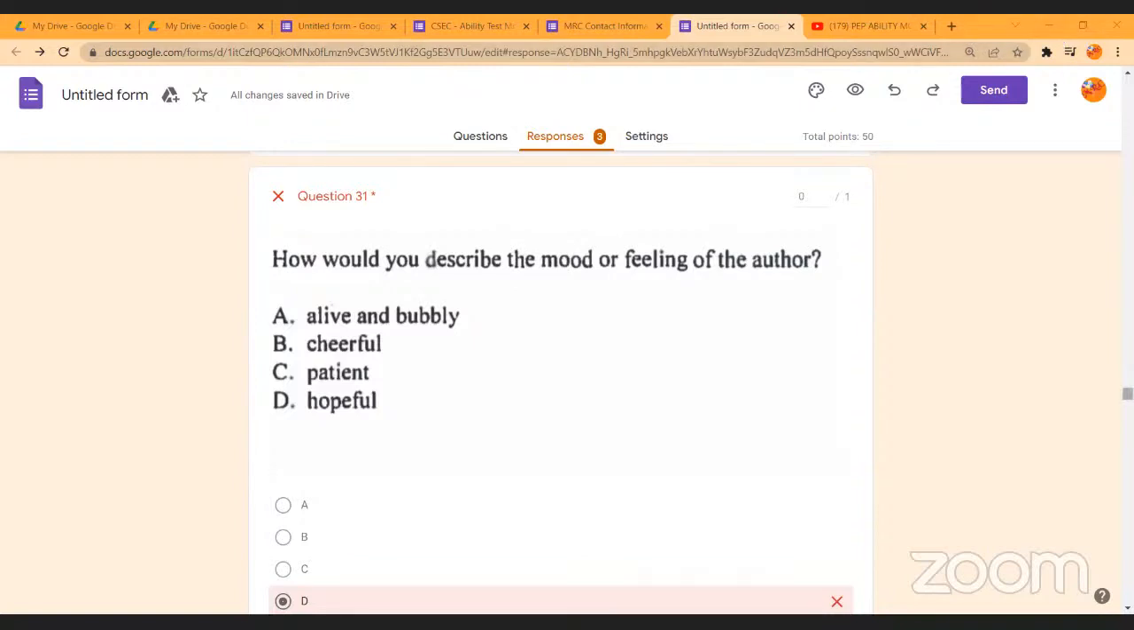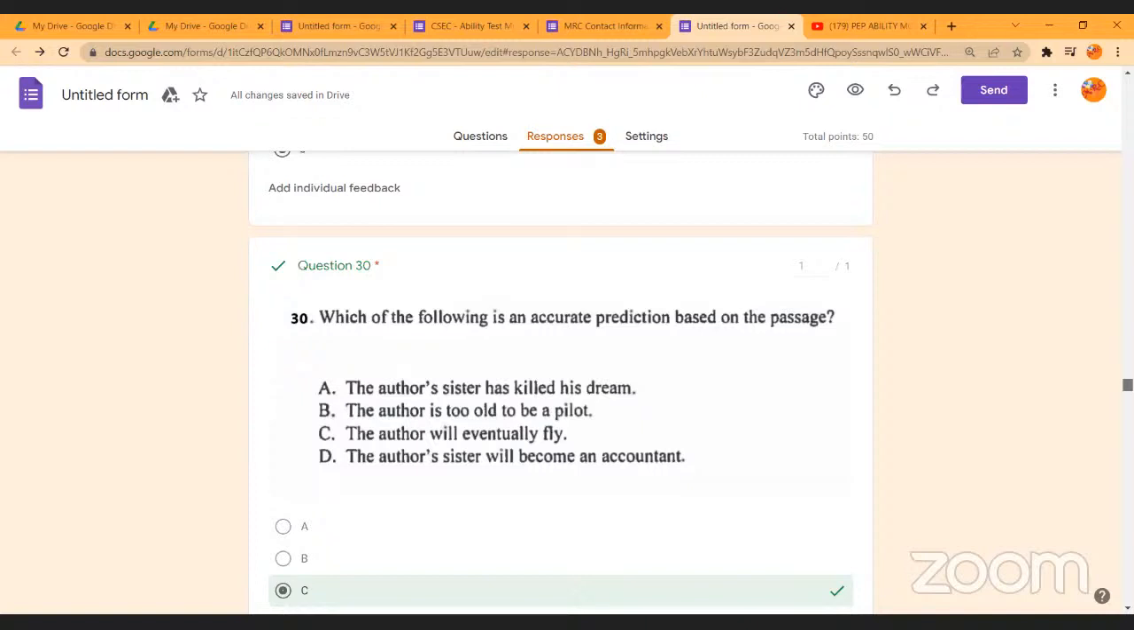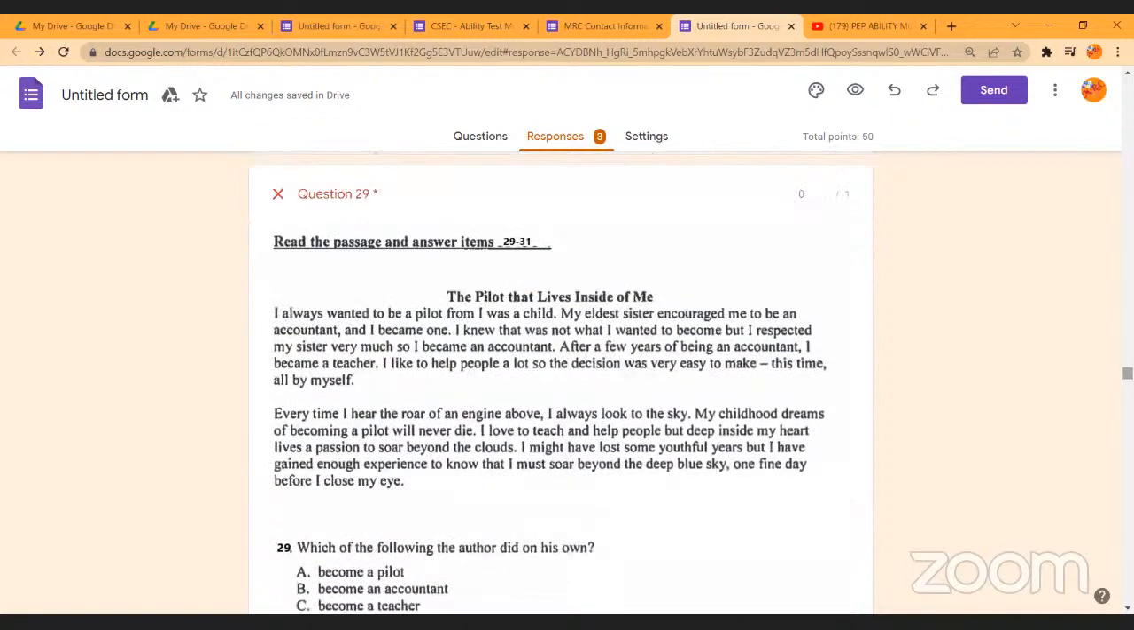How would you describe the mood or feeling of the author? I need to go back to the story. All right, read the story again. I always wanted to be a pilot from when I was a child. My eldest sister encouraged me to be an accountant, and I became one. Start again. Where does it start from? What's the title? The pilot that lives inside of me.